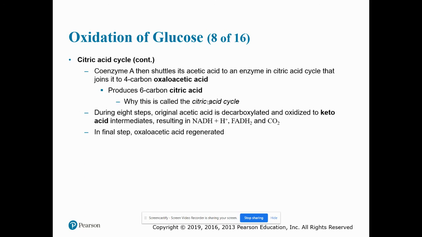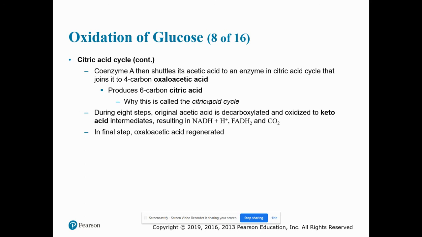Coenzyme A then shuttles its acetic acid to an enzyme in the citric acid cycle that joins it to the 4-carbon oxaloacetic acid, and this is going to produce a 6-carbon citric acid, and this is why the Krebs cycle is also called the citric acid cycle. So during the citric acid cycle, there are going to be 8 steps. The original acetic acid is going to be decarboxylated and then oxidized to keto acid intermediates. You do not have to know what those keto acid intermediates are.